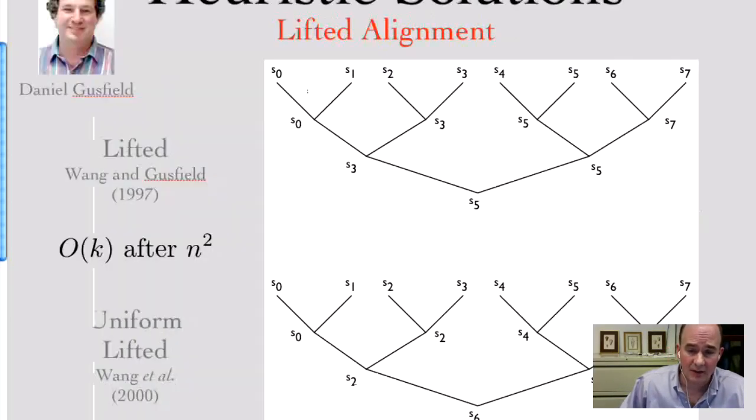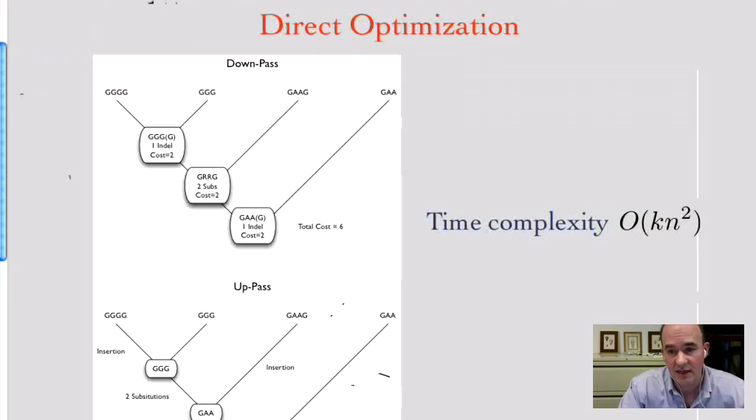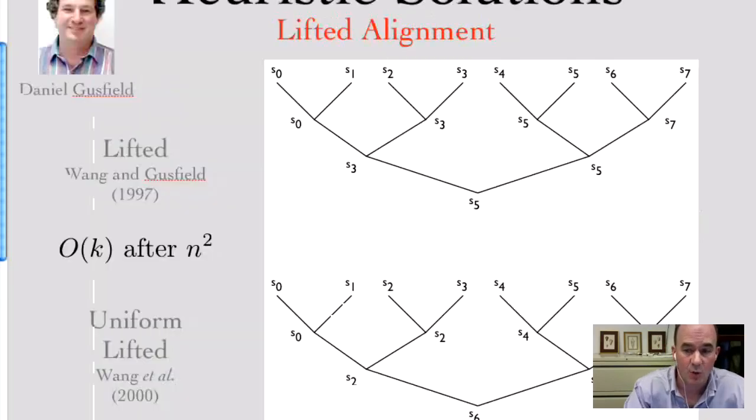Now as I said before, we don't have any guaranteed bound for the behavior of direct optimization. So although it may behave well, which we'll look at later on, we can't really say how well we can guarantee it to behave. But there are other methods that aren't quite as strong in terms of performance that do have guaranteed bounds, such as lifted alignments and uniform lifted alignments of Gusfield and Wang et al.